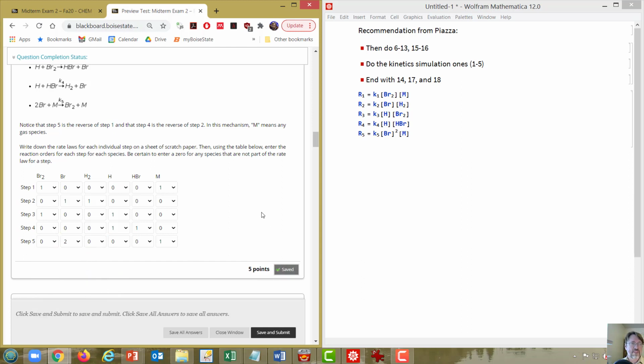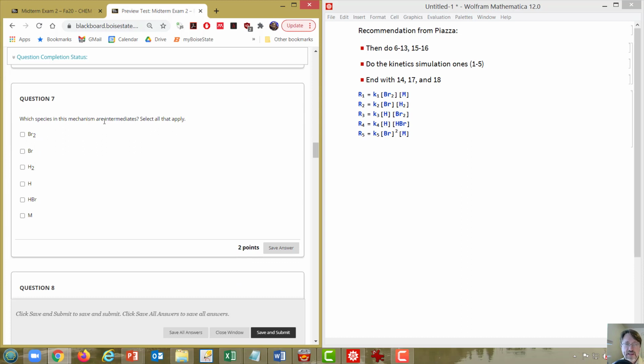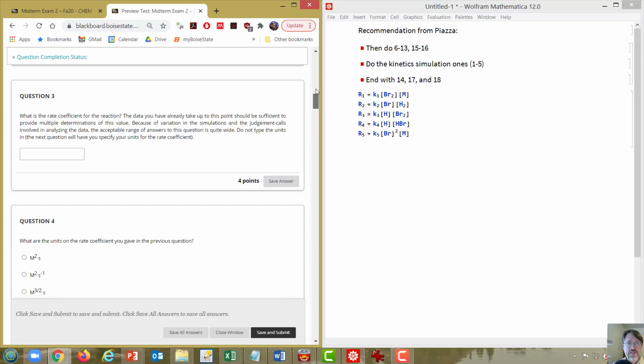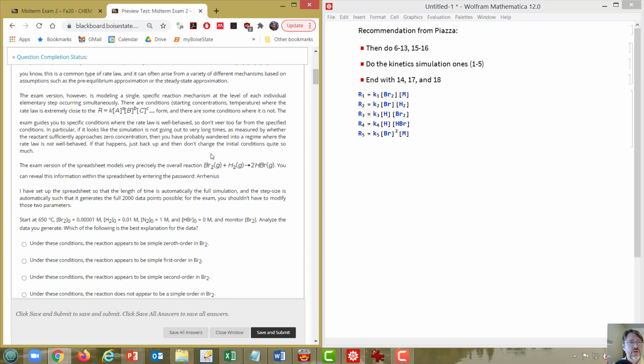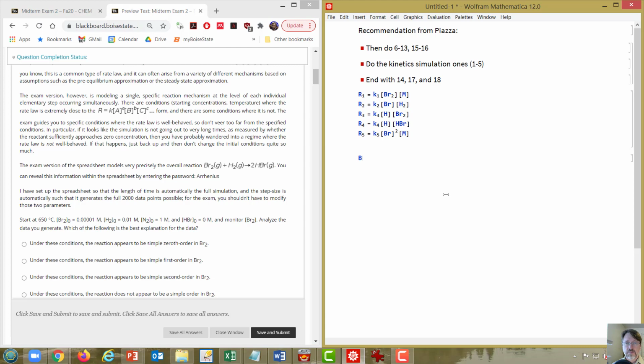Okay. Which species in this mechanism are intermediates? Select all that apply. So in order to figure that out, we need to know about the overall reaction. Back up in question 1, we are told that the overall reaction is Br2 plus H2 yields 2 HBr. So the candidates for intermediates are Br, H, and M, because those are the species that do not appear in the overall reaction.